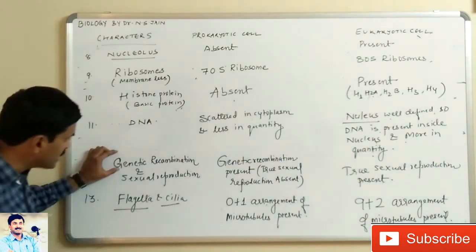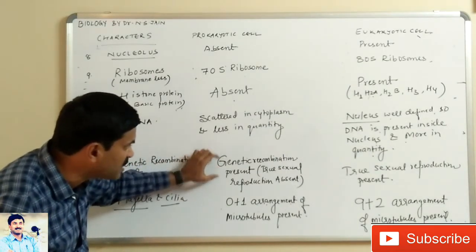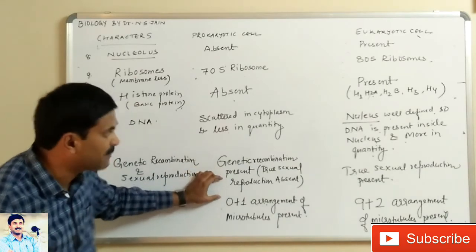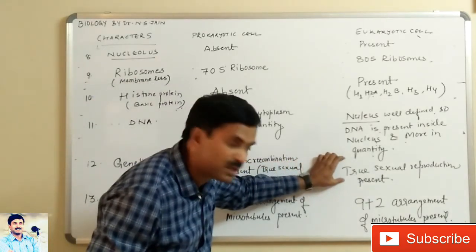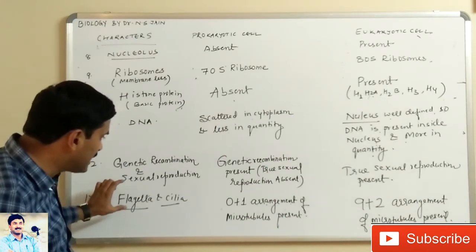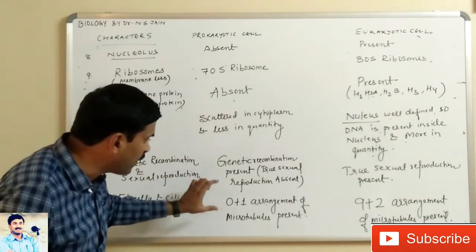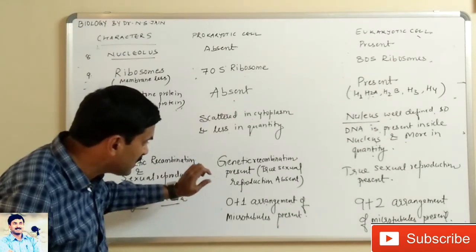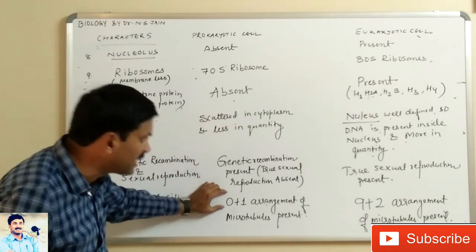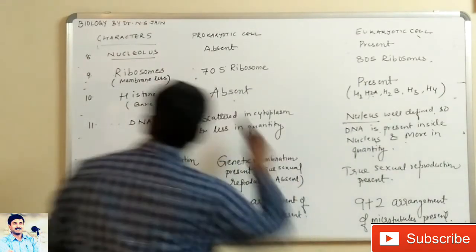If we see genetic recombination and sexual reproduction, here only genetic recombination is present, true sexual reproduction absent. Here true sexual reproduction is present. Flagella and cilia are composed of microtubules. Here the arrangement of the microtubules inside the cilia and the flagella is 0+1 arrangement. Here it is 9+2 arrangement.